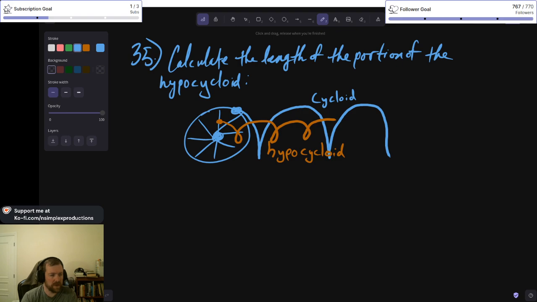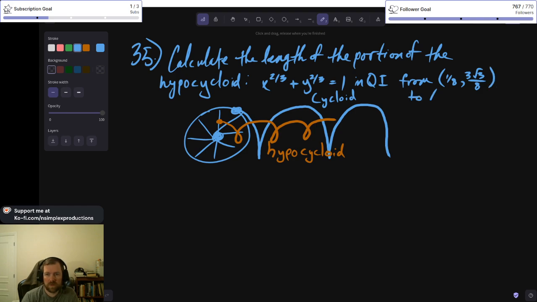Of the hypocycloid, defined by x to the 2/3 plus y to the 2/3 is equal to 1, in the first quadrant, from the point 1/8, 3√3/8 to the point 1, 0.